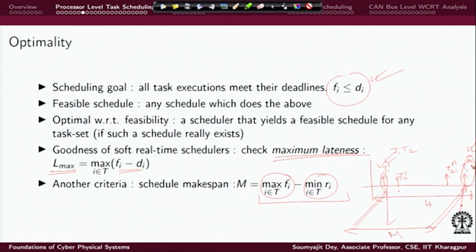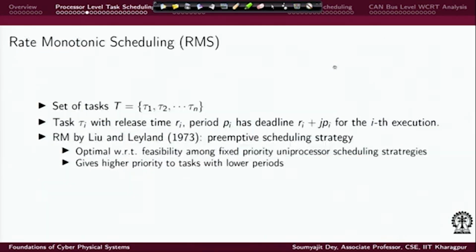Let me just repeat that T1 M is the last instance of T1, and T1 1 was the first instance, and let us say all the T2 instances are in between. It could have been otherwise also, like this could have been T2 and this could have been T1. Whatever is the last one to finish and the first one to start among all the tasks. That is why you have min over Ri, i belonging to T, and max over Fi, i belonging to T. That is why the condition looks like this here. So, that is how we define make span.